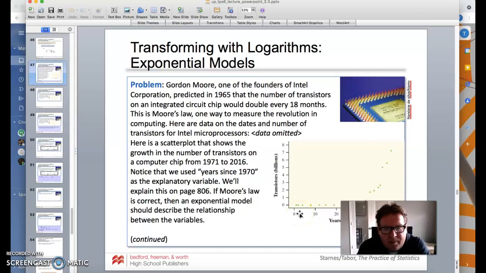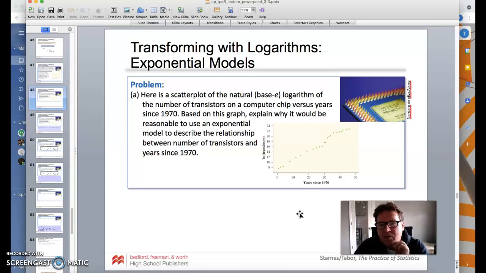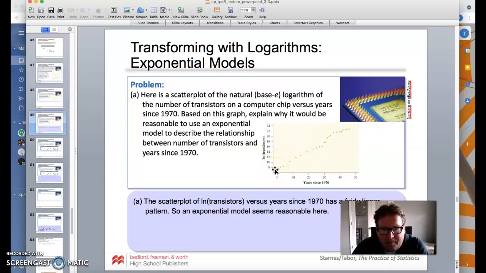Okay. Now again, if Moore's Law is correct, then an exponential model should describe the relationship between the variables. All right, now here's the scatter plot of the natural logarithm. Remember, that's base e, where we do ln instead of just log, of the number of transistors on a computer chip versus years. So what we did is we took the log of the y variable. And as we look at this, yeah, it's approximately linear. It's pretty linear, I would say. So again, that makes it seem reasonable that that would be the case.